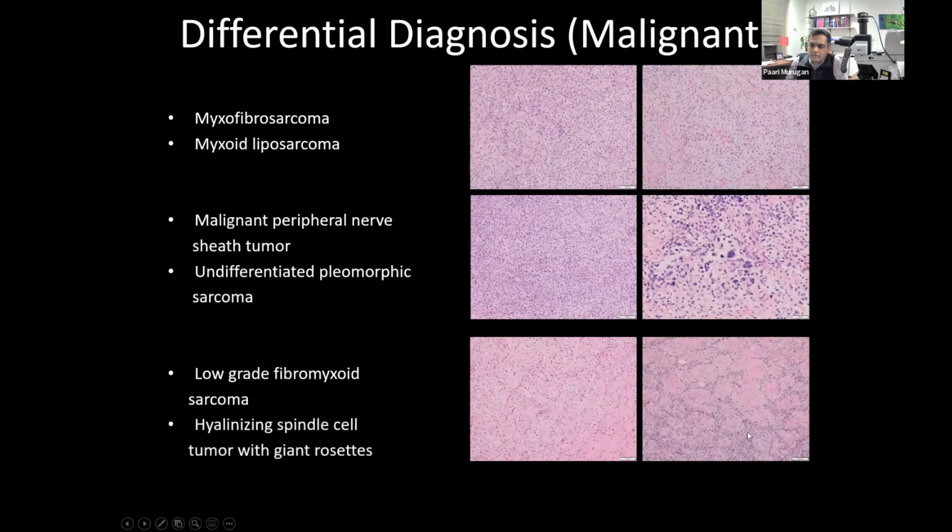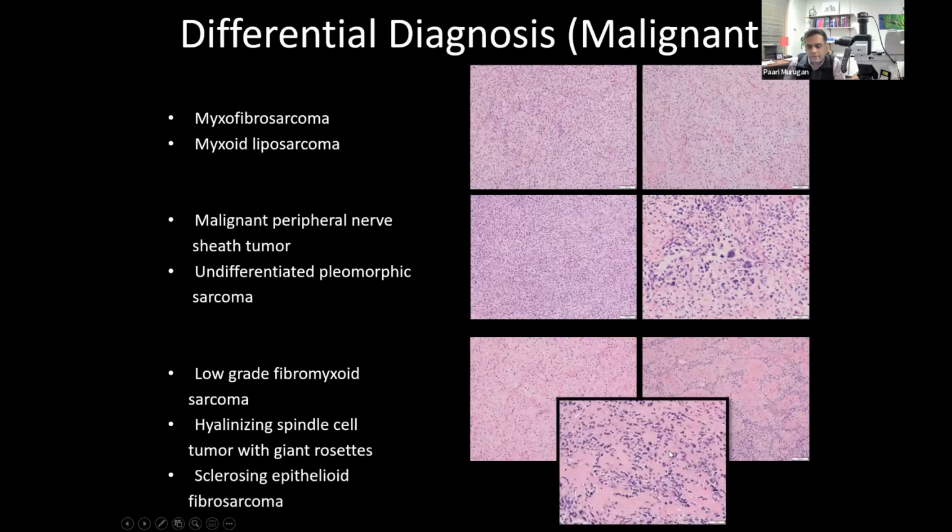And then in other areas, we did see these large collagen walls. So maybe we should be thinking of the entity called hyalinizing spindle cell tumor with giant rosettes. And then finally, we did see areas with sclerosing stroma, with epithelioid cells infiltrating in almost an Indian file pattern. That would be classic for a sclerosing epithelioid fibrosarcoma. So these differentials are also very important to consider.